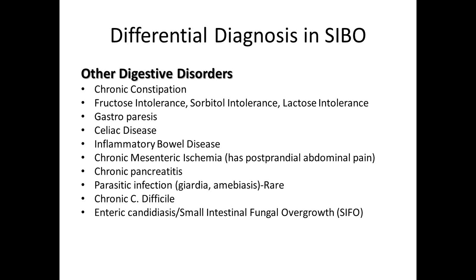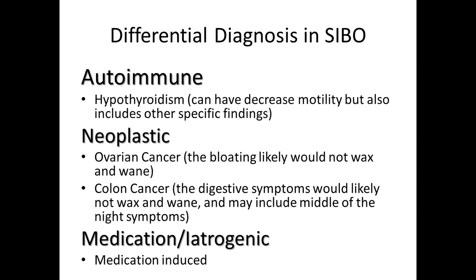And something I will talk about a little bit later, there's actually a new term, believe it or not, for enteric candidiasis called SIFO, small intestinal fungal overgrowth. Obviously, you know from treating people with digestive disorders that that should be included in the differential. And other autoimmune conditions that may affect gut motility, like hypothyroidism, and ovarian cancer, because one of the hallmarks of ovarian cancer is bloating, so it would be unlikely to wax and wane, however.